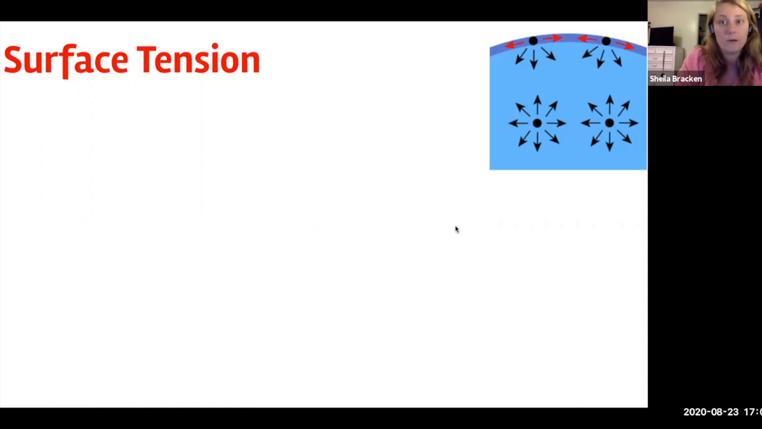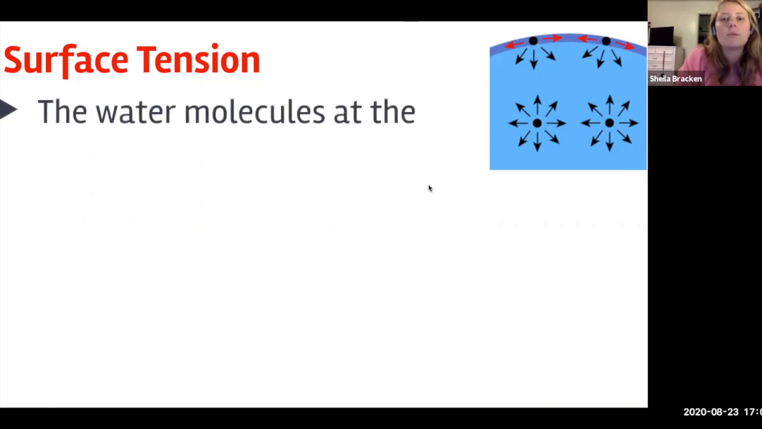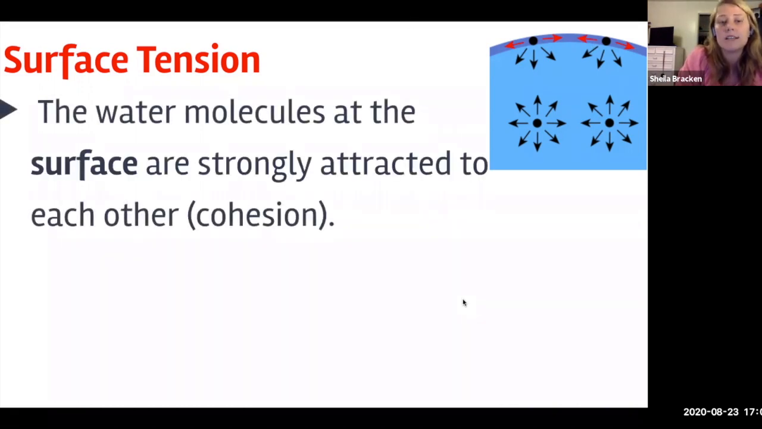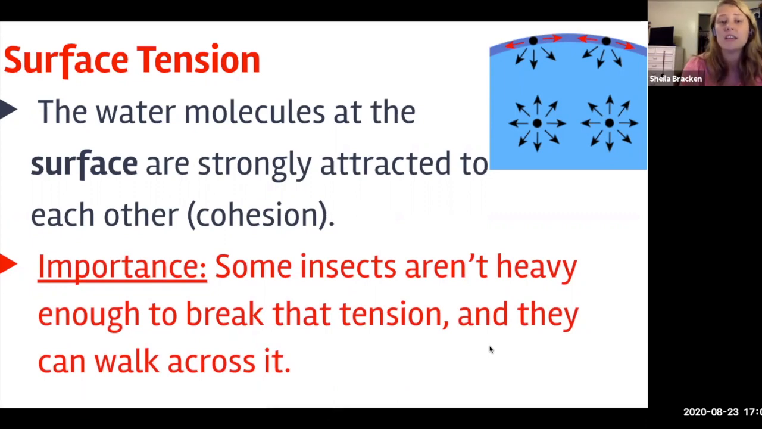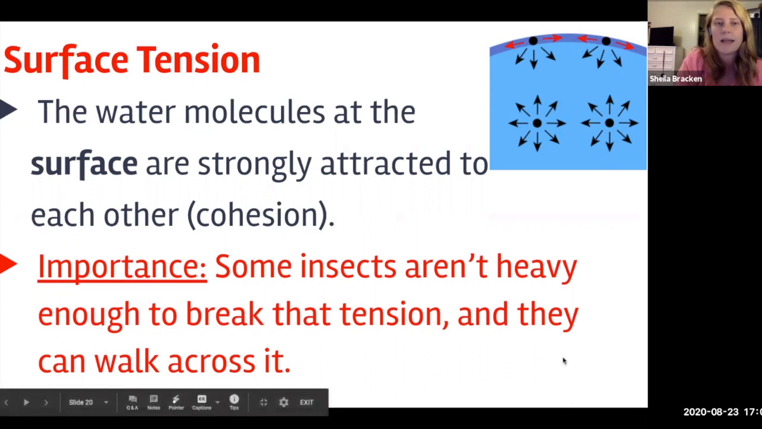Liquid water, remember that. So the water molecules at the surface are strongly attracted to one another. That's cohesion, right? Cohesion is part of surface tension. It's important because some insects aren't heavy enough to break that tension and they can walk across it. Either this is where they live, this is where they get their nutrients, their source of water, or maybe that's where they lay their eggs, right?